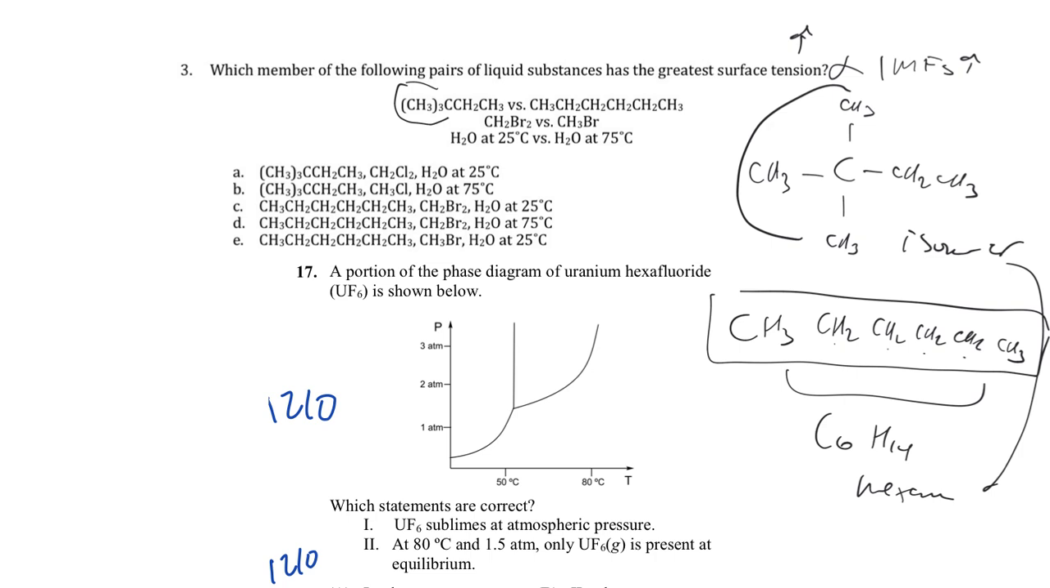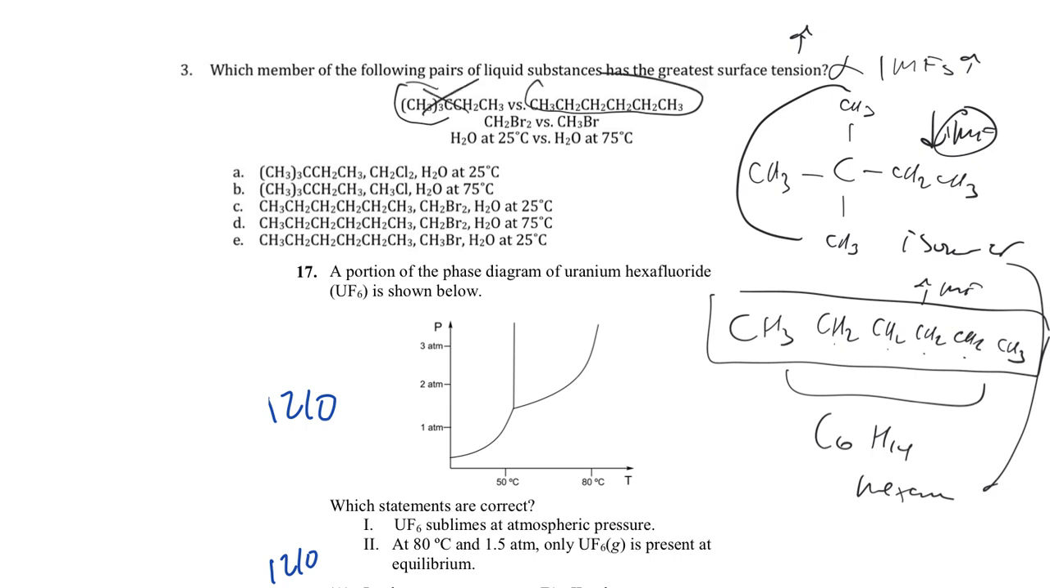And so we get a weaker force of attraction in the branched hydrocarbons. We get a lower intermolecular force for the branched hydrocarbon, and we get a stronger intermolecular force for the straight chain hydrocarbon. So which member of each pair has the greater surface tension? Well, that would be the straight chain and not the branched structure.